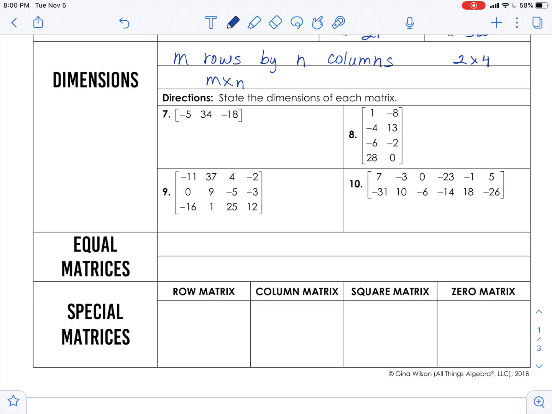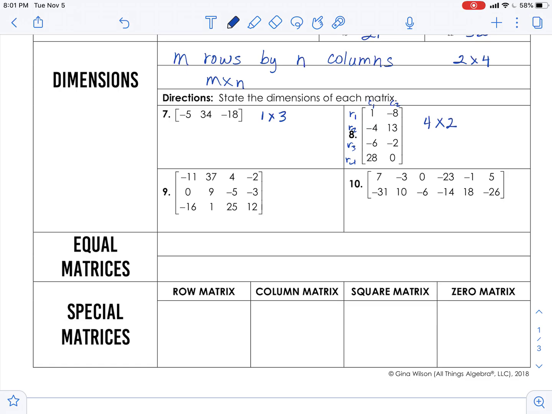So let's just go through number 7 and let's write its dimensions. So how many rows? Remember, rows are going across. So there's one row, there's 3 columns. So this would be a 1 by 3. This one, again, this would be row 1, row 2, row 3, row 4, column 1, column 2. So this would be a 4 by 2.